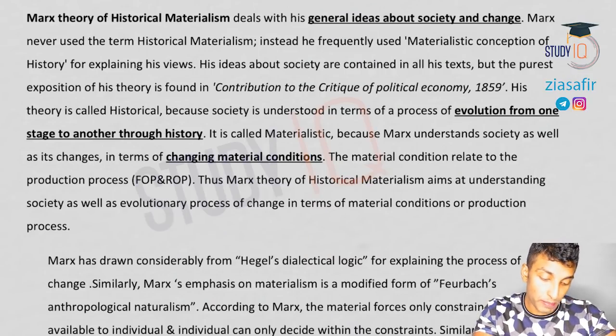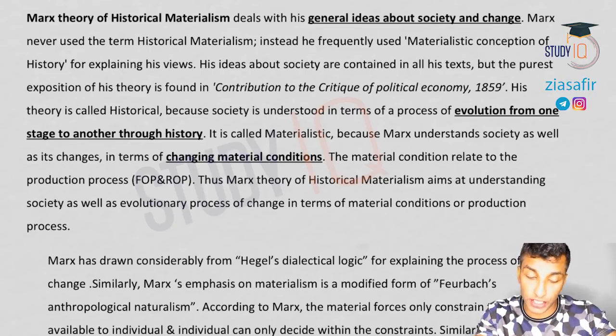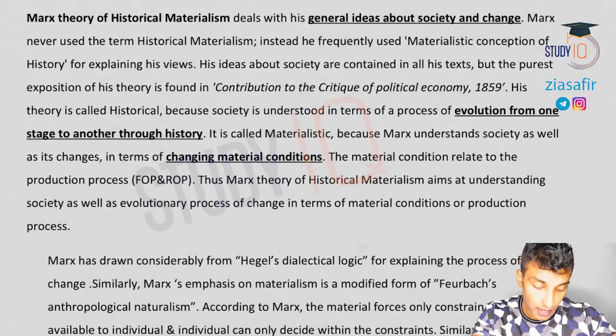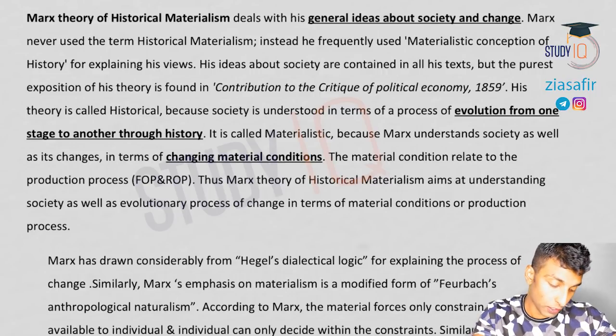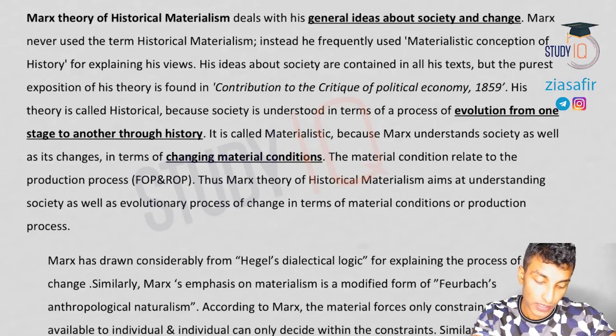Marx's theory of historical materialism deals with his general idea about society and change. Marx never used the term historical materialism. Instead, he frequently used materialistic conception of history for explaining his views. His ideas about society are contained in all his textbooks. The purest exposition of his theory is found in the Contribution to the Critique of Political Economy, 1859.